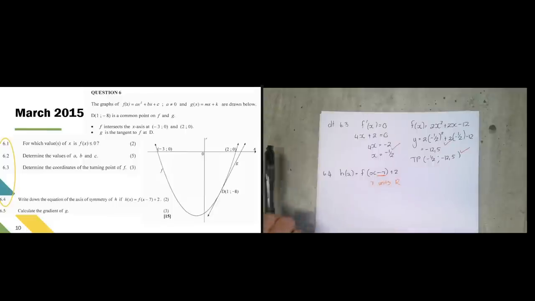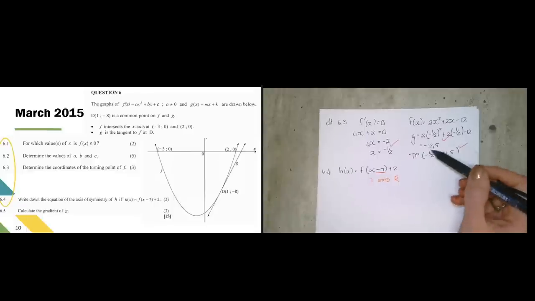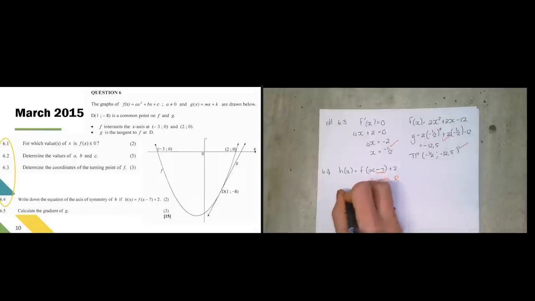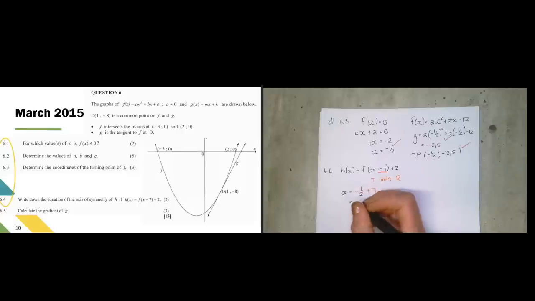And they now want the equation of the new axis of symmetry for our parabola. Remember, the axis of symmetry is the x value of your turning point. So for our one, our axis of symmetry was x equals negative a half. If I'm now moving 7 units to the right, if I add 7 to it, I will get that the new axis of symmetry will be at x is equal to 6,5. 2 marks, and it was 2 marks for the answer.